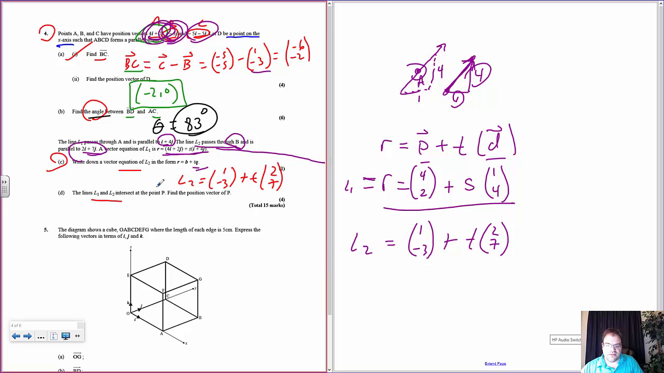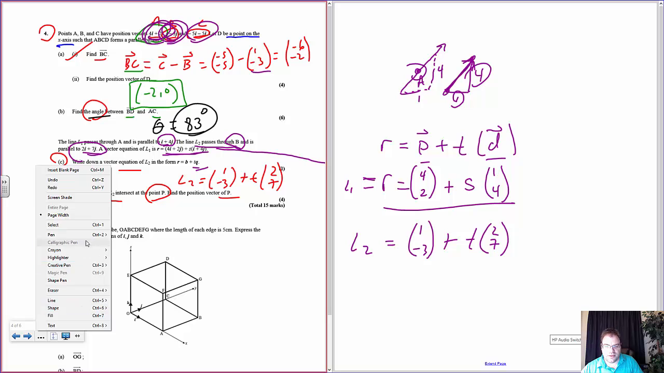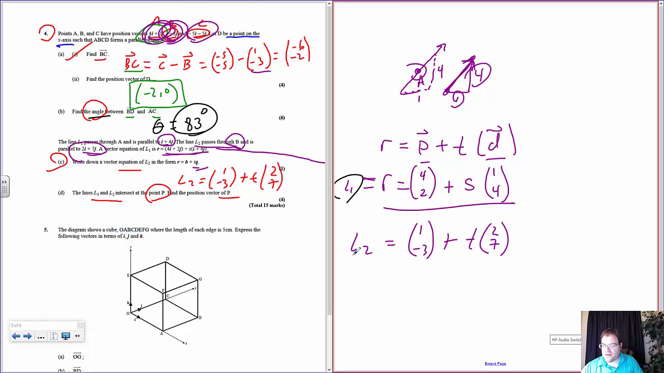But now they're telling me the lines L1 and L2 intersect at a point called P, and they want me to find the position vector for P. So figure out where they cross, in other words. L1 equals L2. That's how they cross. They have to be equal to each other. So I'm going to set this vector equation equal to this vector equation, and I'll solve it.